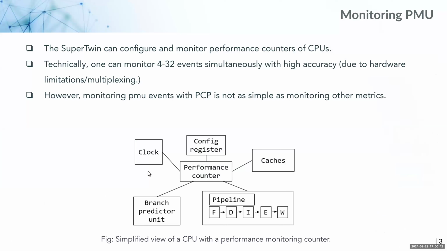of a CPU with performance counters here. As you can see, a CPU has clock, caches, config register, branch predictor, and a pipeline, and many others. And if you think of the performance counter as being at the center of the CPU, you can get the idea that many events happen inside the CPU, inside caches, pipeline, branch predictors, etc. And the performance counters are responsible for counting those events. For example, how many cache misses you have, how many mispredictions you have.